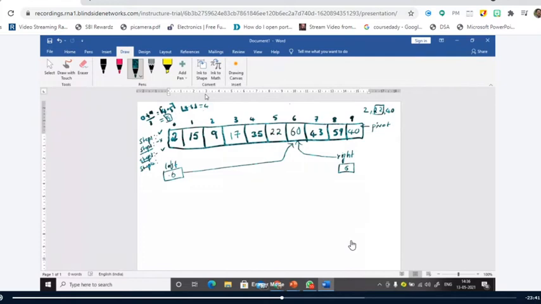So what is the value of right here? 6, sir. What is the value pointed by right? 60. Compare 60 with 40. Greater than. Super. What should you do? Decrement the right pointer, sir. So decrement the right pointer. So this becomes 5.